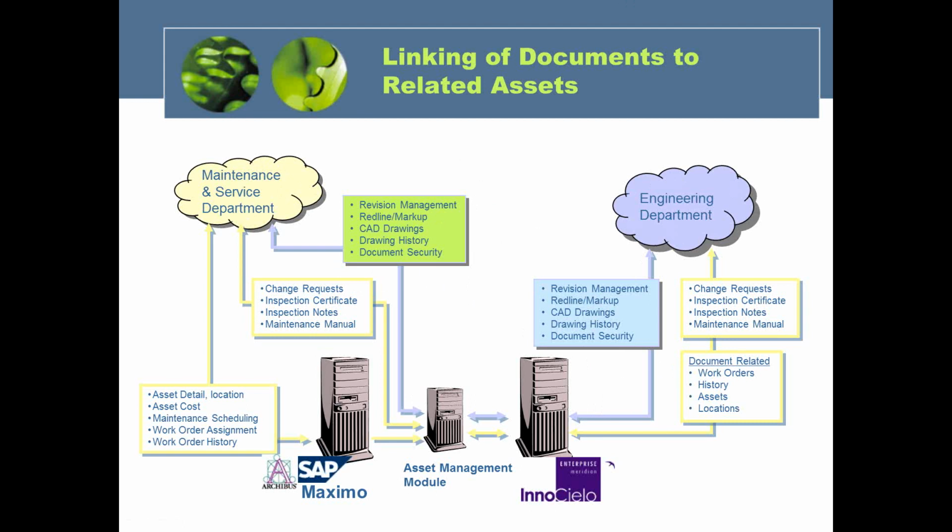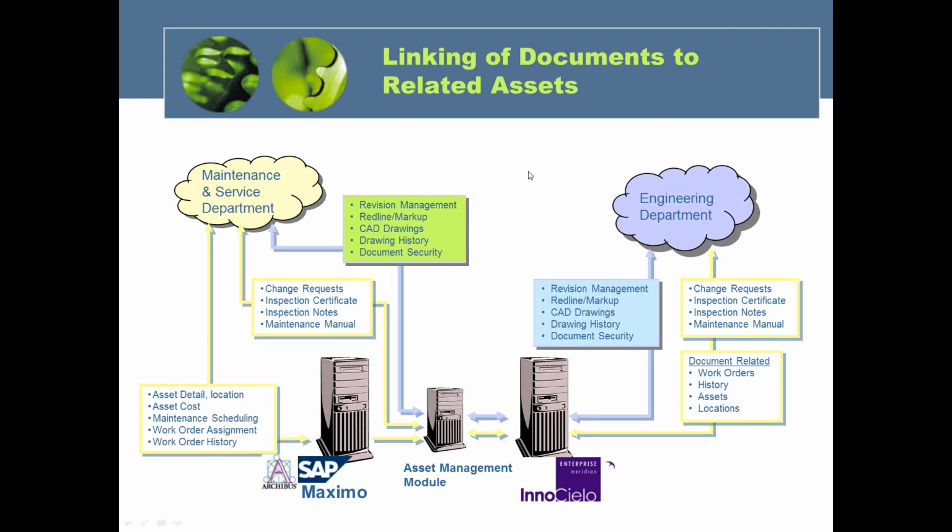And then either in the Meridian desktop client, the Meridian Explorer, or in the maintenance management system, you can search and retrieve a piece of equipment and then hit a button and see all the documents that relate to it. So when a guy needs to do maintenance, he can immediately have the most current documents.